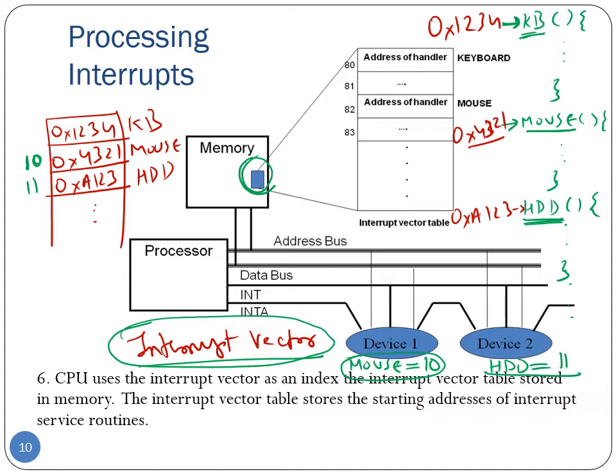At this point, the CPU will simply retrieve this interrupt vector and directly jump to that particular location. Let's say the vector was 10, so it will directly jump to this 10th entry and read the address here, and then it knows where the interrupt handler to handle this interrupt coming from the mouse is located. So it will directly jump to this address, hexadecimal 4321, and start executing the code over here. This is how the interrupt handler is located and invoked for execution.